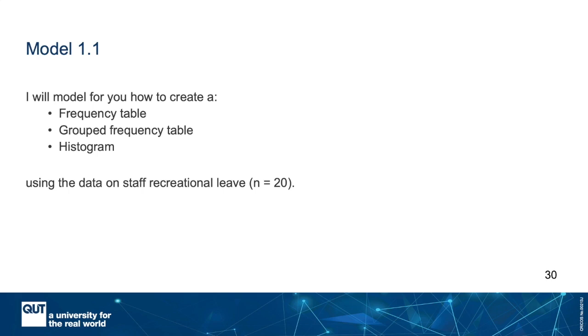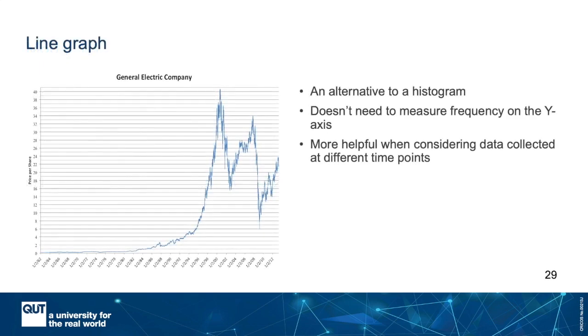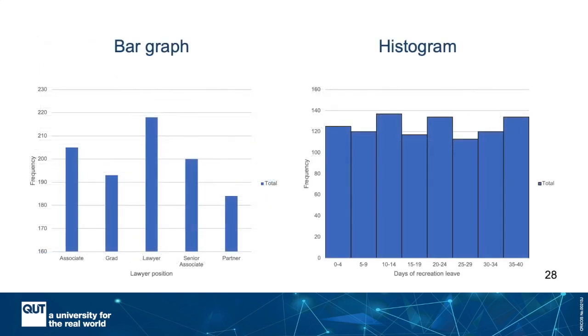In this first model, 1.1, related to an exercise I was talking you through in some of the vodcasts for week 1, I'm going to model for you how to create a frequency table firstly. After that, a grouped frequency table, and then a histogram based upon the data we talked about in the vodcast. I'll go back and just remind you what that data is.